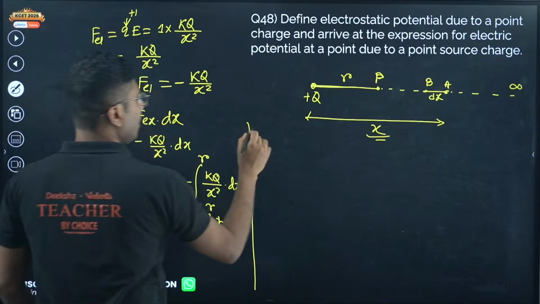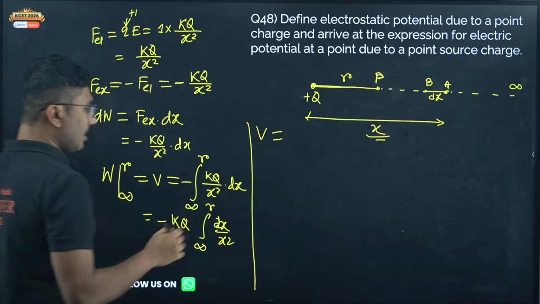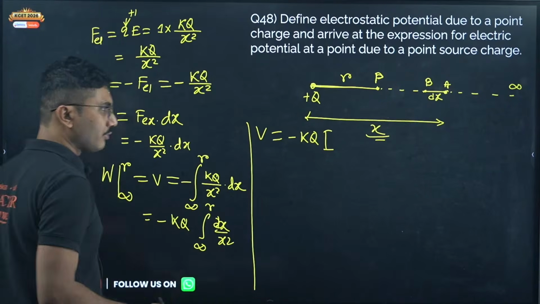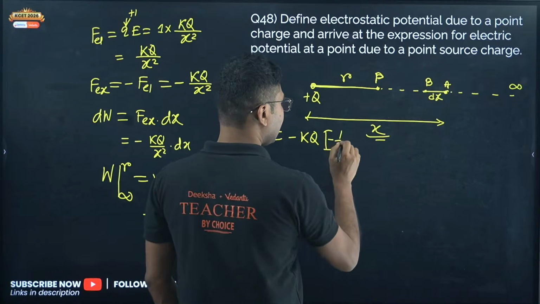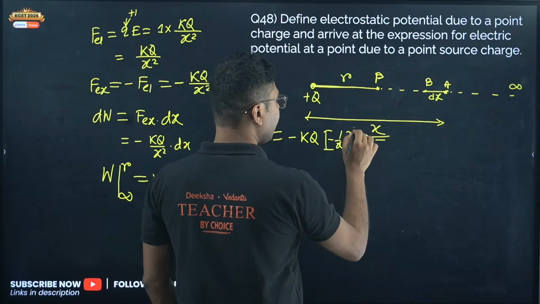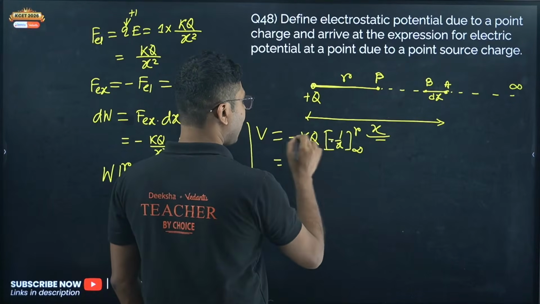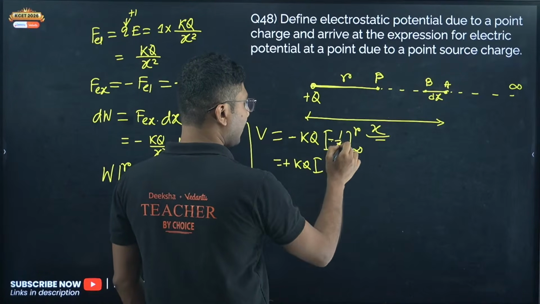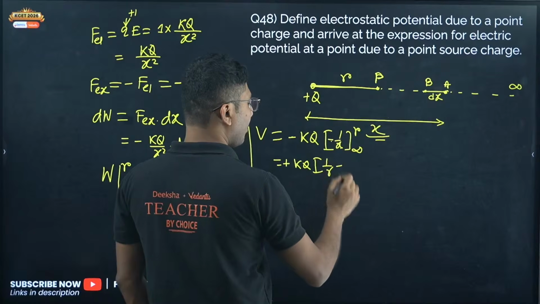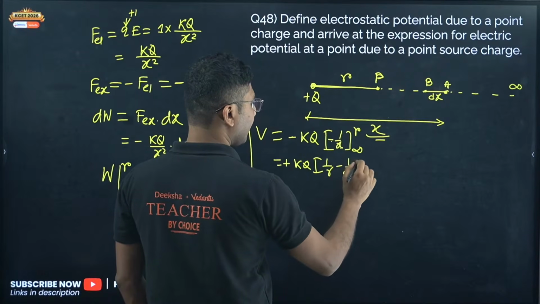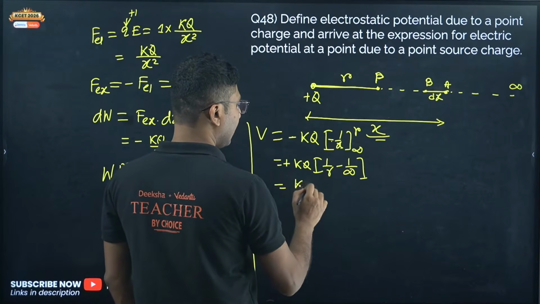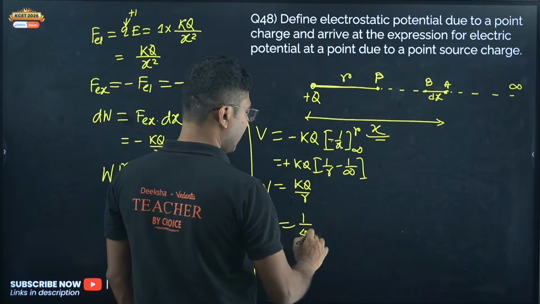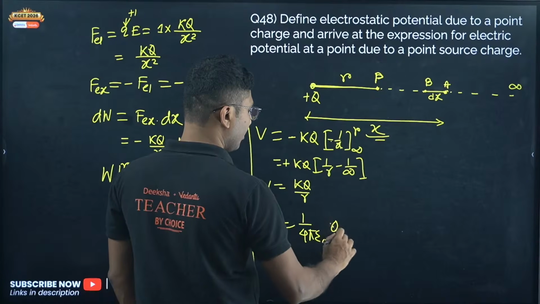So potential is given by minus KQ times the integration of 1 upon x square, which is minus 1 by x, with limit from infinity till r. Minus minus cancels, we get plus kq. First is upper limit 1 by r minus lower limit 1 by infinity. So we get kq upon r. This is the expression for potential. So potential is given by 1 by 4 pi epsilon naught q upon r.